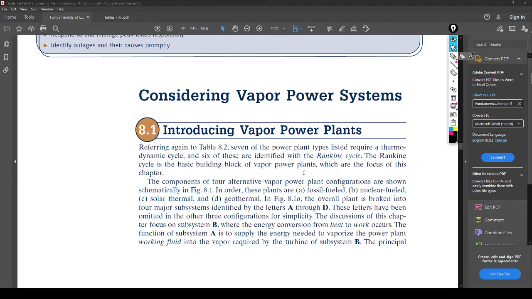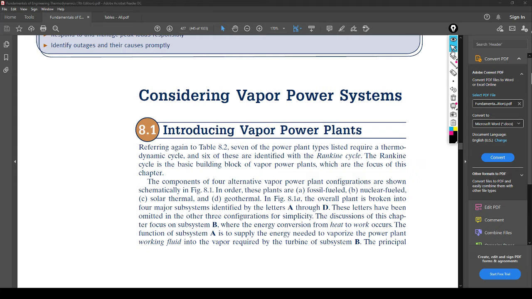That is really hot. All right, so now we're here, considering vapor power systems and introducing vapor power plants. So this is what we wanted to get to today with that background information. It says, referring again to Table 8.2, 7 of the power plant types listed require a thermodynamic cycle, and 6 of these are identified with the Rankine cycle. The Rankine cycle is the basic building block of vapor power plants, which are the focus of this chapter.